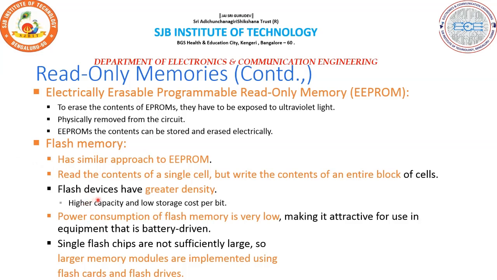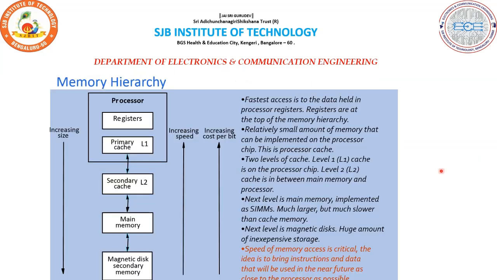Flash devices have greater density, so high capacity and low storage cost per bit, and the power consumption of flash memory is very low, making it attractive for use in battery-driven equipment. Single flash chips are not sufficiently large, so large memory modules are implemented using flash cards and flash drives. So this is a simple memory hierarchy.